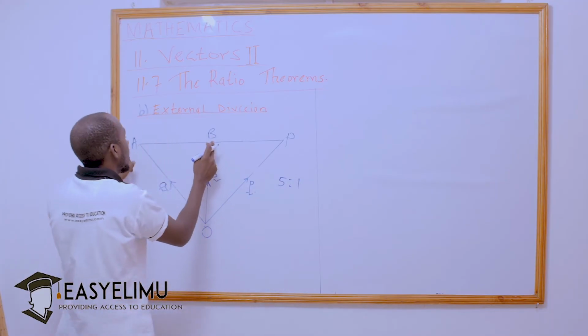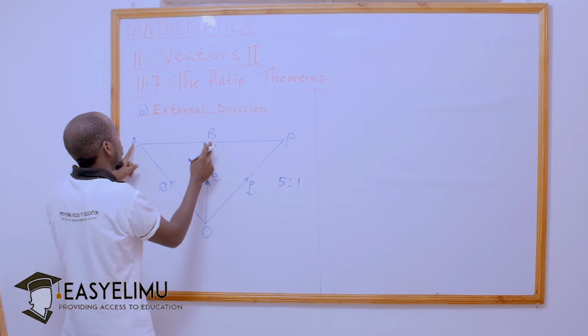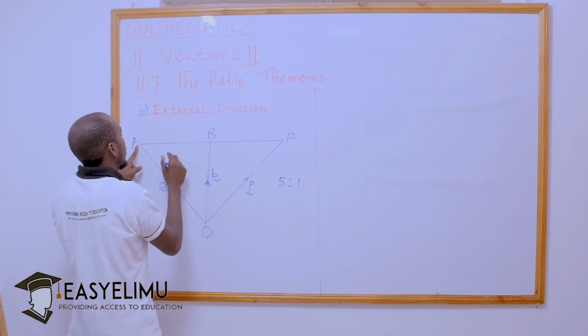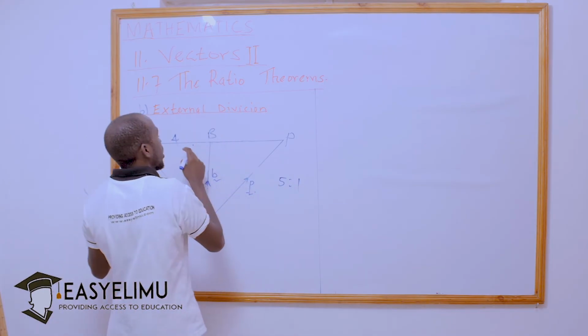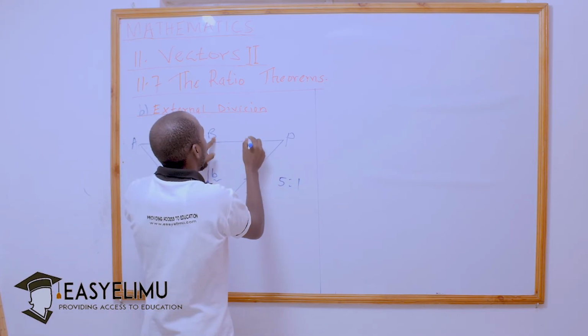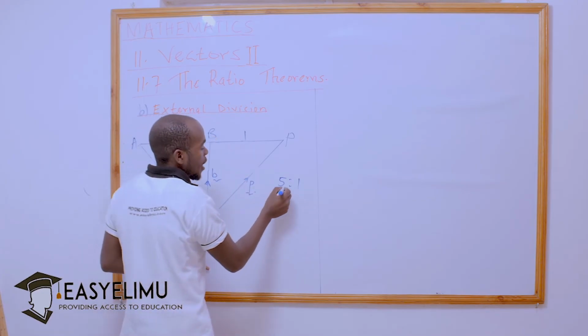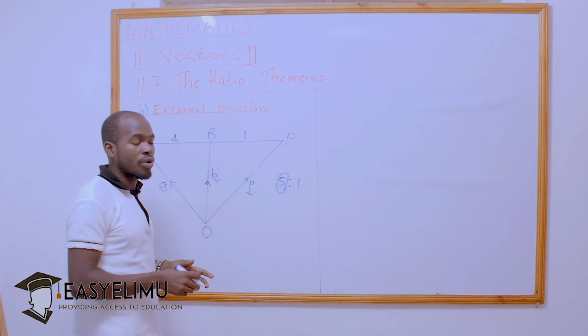So the total divisions in the interval from A to B will be 4. You take 5 minus that 1 and you get 4. For B to P it will be 1. So 5 here indicates the total ratio.